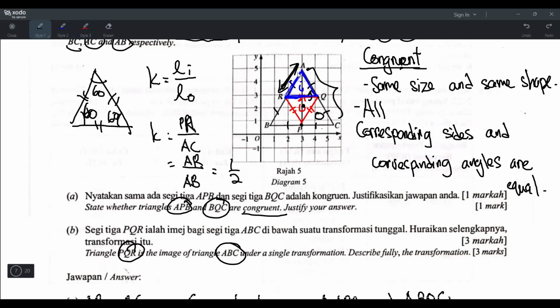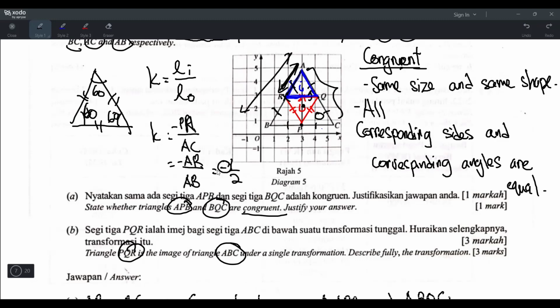Because AR punya panjang walaupun saya tak tahu, but I know AR is the half of AB. Yeah, because they mentioned R is the midpoint, right? And sini sama. So definitely when you bahagi, the scale factor will give you 1/2. But of course, you have to consider the image terbalik. The image and object terbalik, inverted. So you have to put negative, negative, negative.